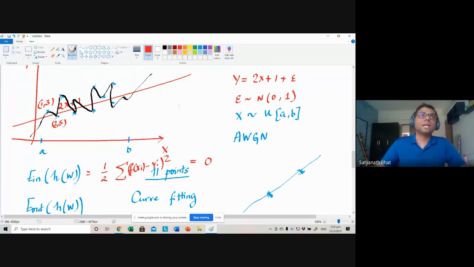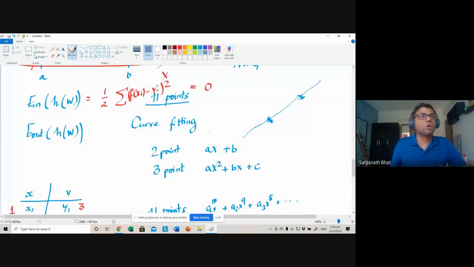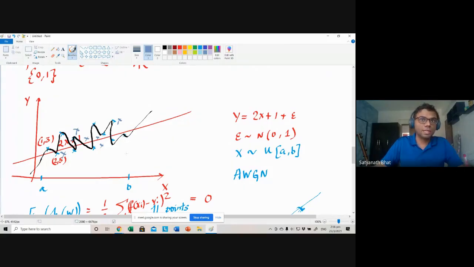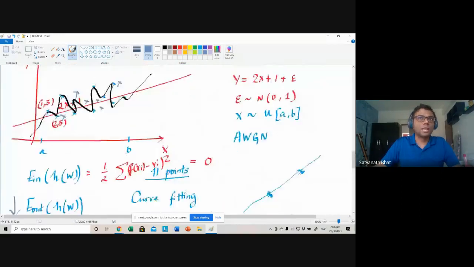Next time when you take another set of points, you will get completely different things. You will get points somewhere here. So when you use it in your company, you will get points like this. So E out of h is not 0. Whereas what we want is to minimize E out of h, but we are not minimizing E out of h if we use a very high degree polynomial. This is what is called overfitting, but we will discuss this properly again sometime. I just wanted to clarify this point.